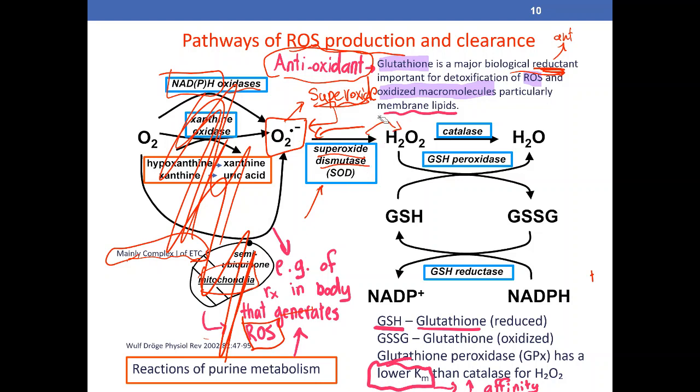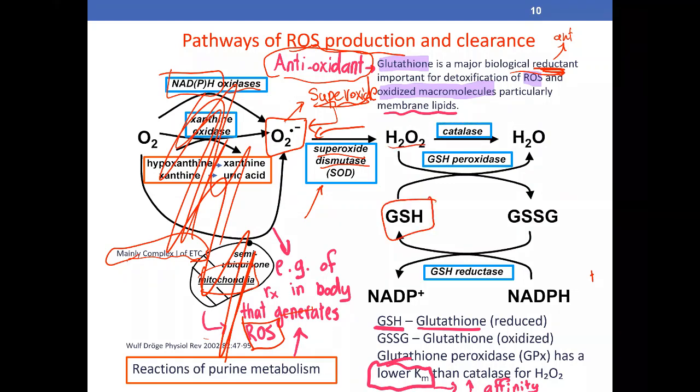Now, you want to convert this hydrogen peroxide into water. How do you turn it into water? You turn it into water through the enzyme known as catalase. Well, how does catalase convert it into water? It needs an electron. Where does this electron come from? It comes from glutathione.